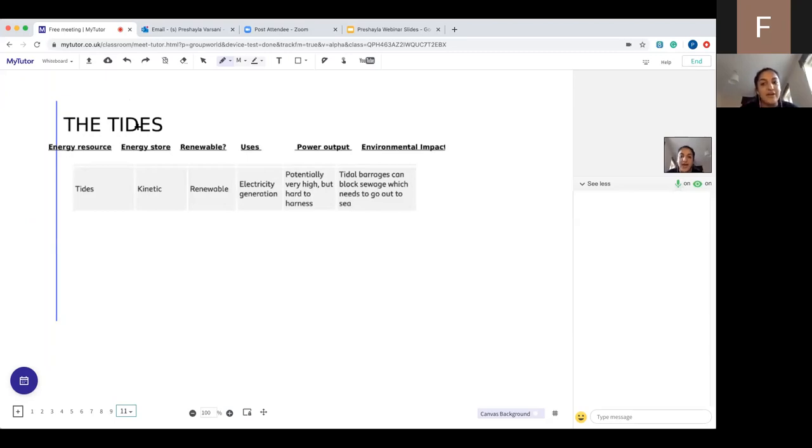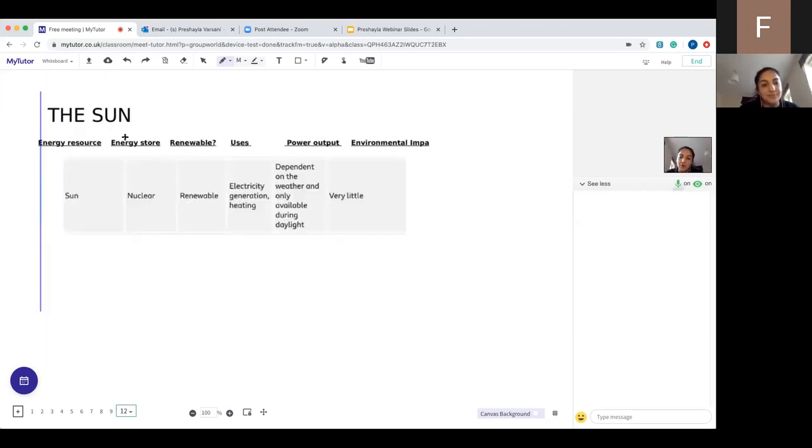However, this is very, very hard to do. Very hard to build the equipment and very hard to harvest the kinetic energy that comes from the tides. The environmental impact is that the tidal barrages can block sewage which needs to go out to sea. So again, not commonly used for that reason.